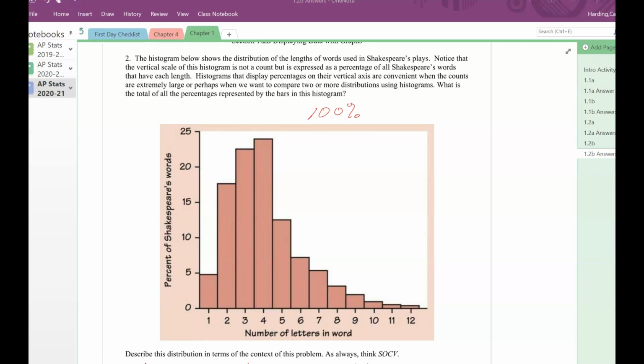Okay, some key parts of your description. We should include the shape. The shape is skewed right. We should include the fact that there really aren't any outliers. All of the data lies within that pattern. The center or typical word length would be maybe about 4 or 5. And the range of the number of letters used is from 1 to 12, so it has a range of 11. And just make sure that your write-up always includes the context of this being the length of words in a Shakespeare play.